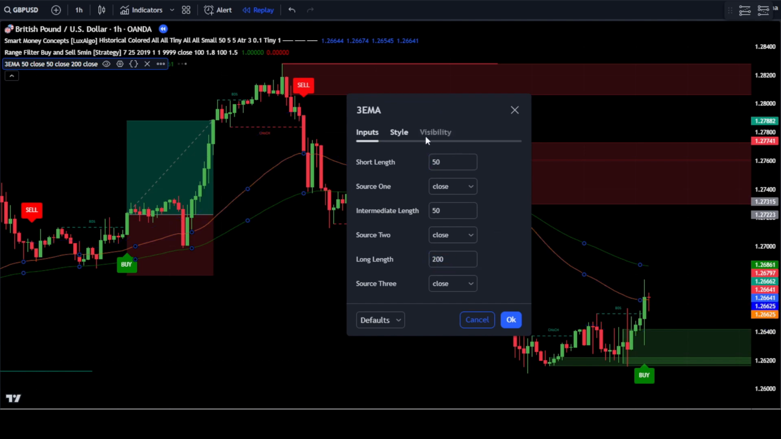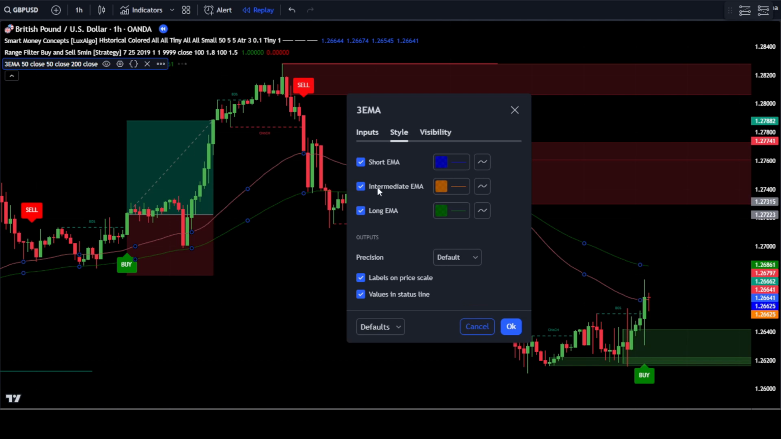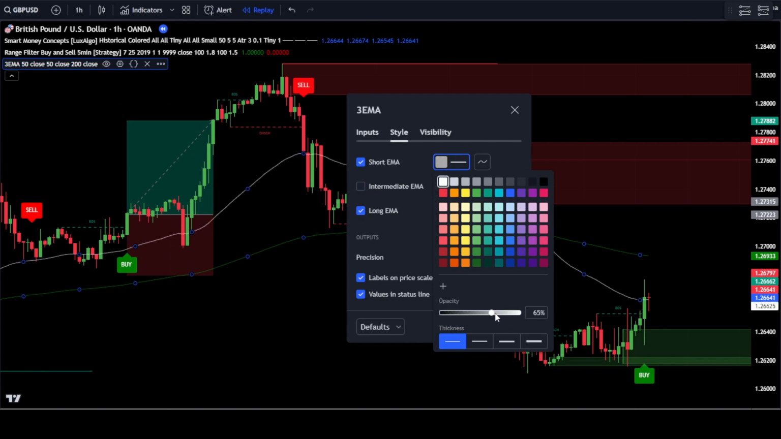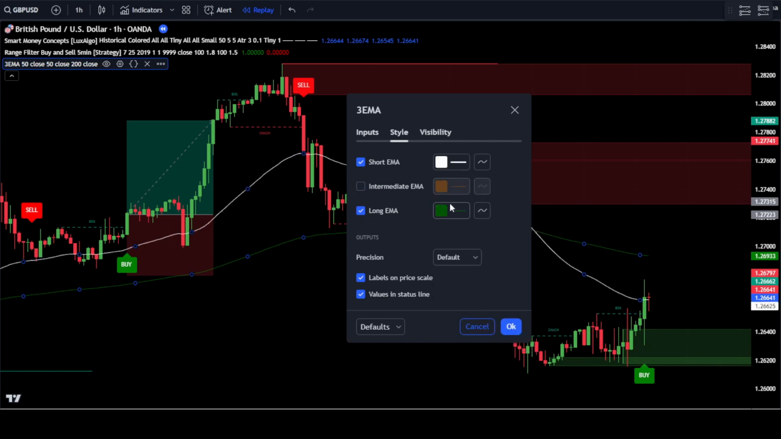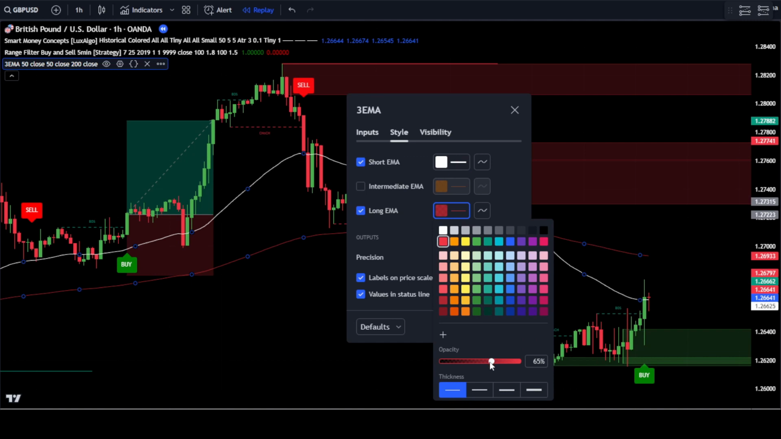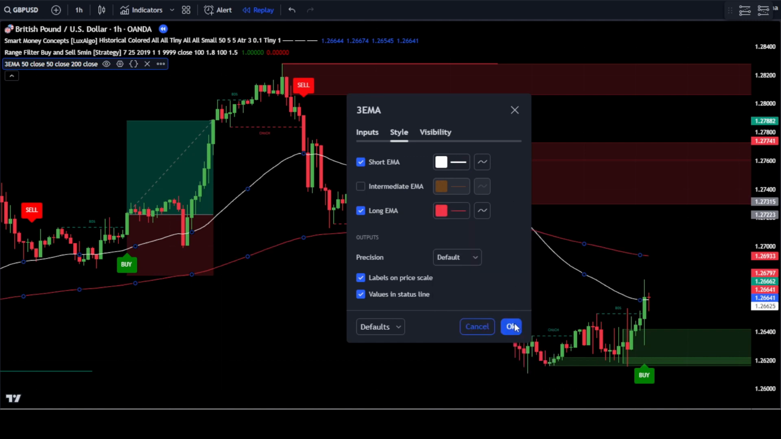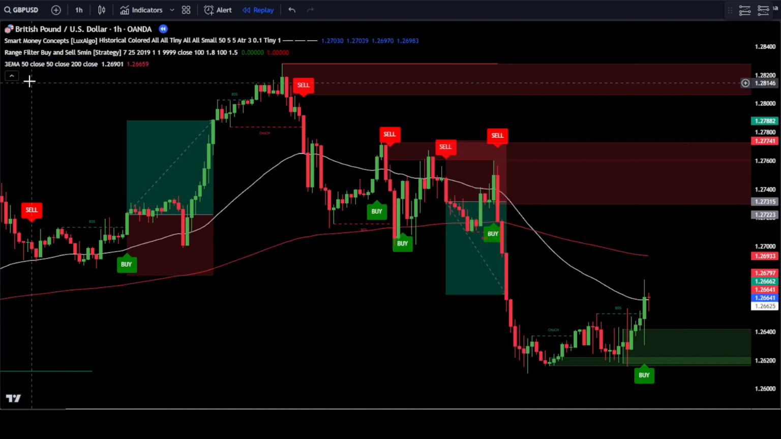Then also change the long length to 200. Next, go to the Style tab. In the Style tab, uncheck the intermediate EMA. Then change the color of the short EMA to white. After that, change the color of the long EMA to red. Once done, click OK to confirm the changes.